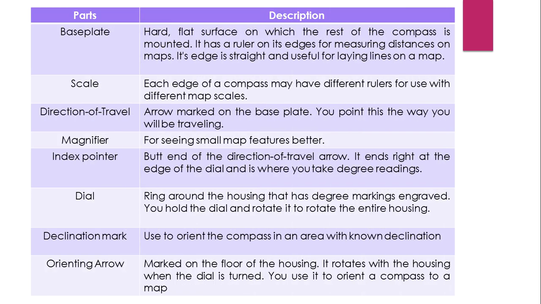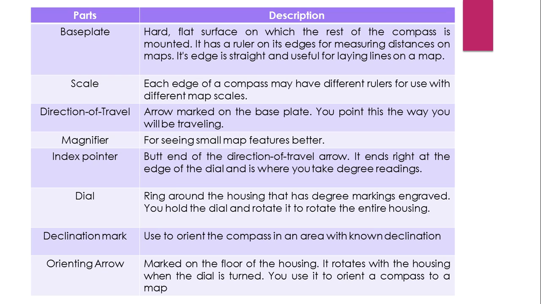Now to the description. Base plate. It is a hard flat surface on which the rest of the compass is mounted. It has a ruler on its edge for measuring distances on maps. Its edge is straight and useful for laying lines on a map. Scale. Each edge of a compass may have different rulers for use with different map scales.